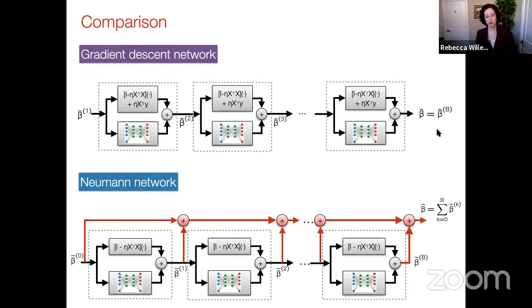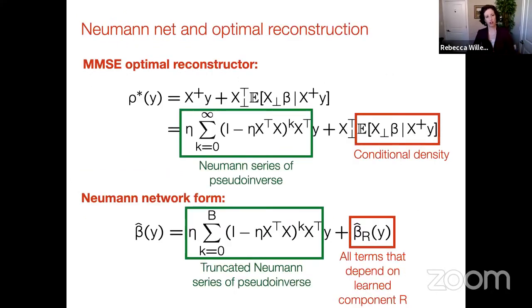Okay, so let's think about this Neumann network framework in a little bit more detail. We've got a lot of different empirical examples that I'll show you in a few minutes. But first, I just want to dive into some of the features of this Neumann network. So first of all, let's return to the idea that we talked about a few slides ago on the optimal reconstructor, rho star. Remember, rho star was a mapping from some measurements y to the optimal estimate beta hat.